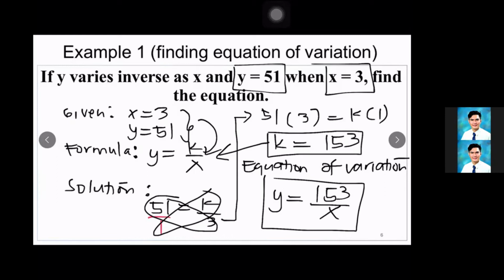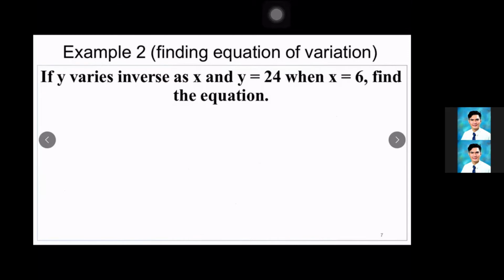So that's good. Let us proceed with our next example. For our next example, if you want to pause this video and try it by yourself in identifying the equation of variation, you may now proceed. Pause the video and afterwards, play it again and check if your answer for the value of k and the equation of variation are the same as our computation in this second example.